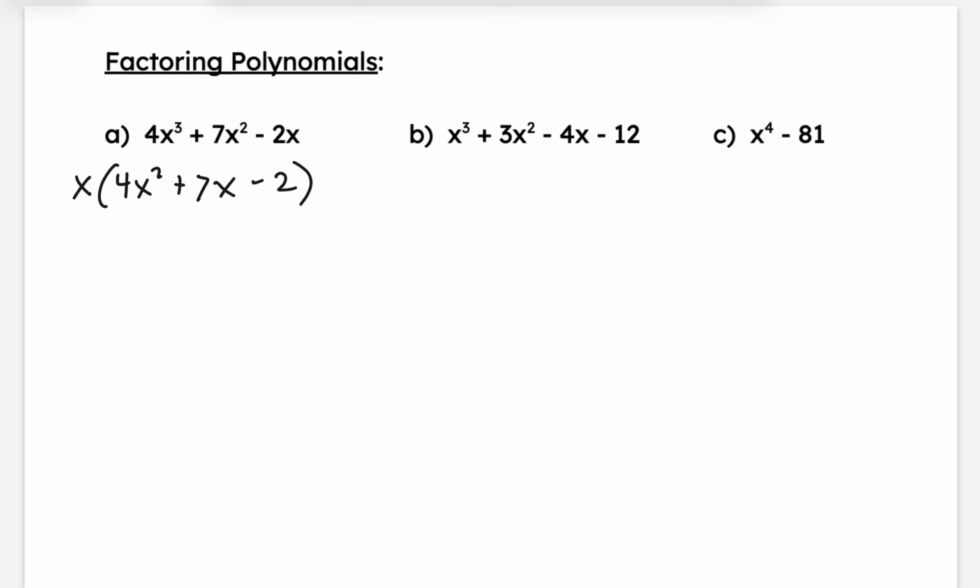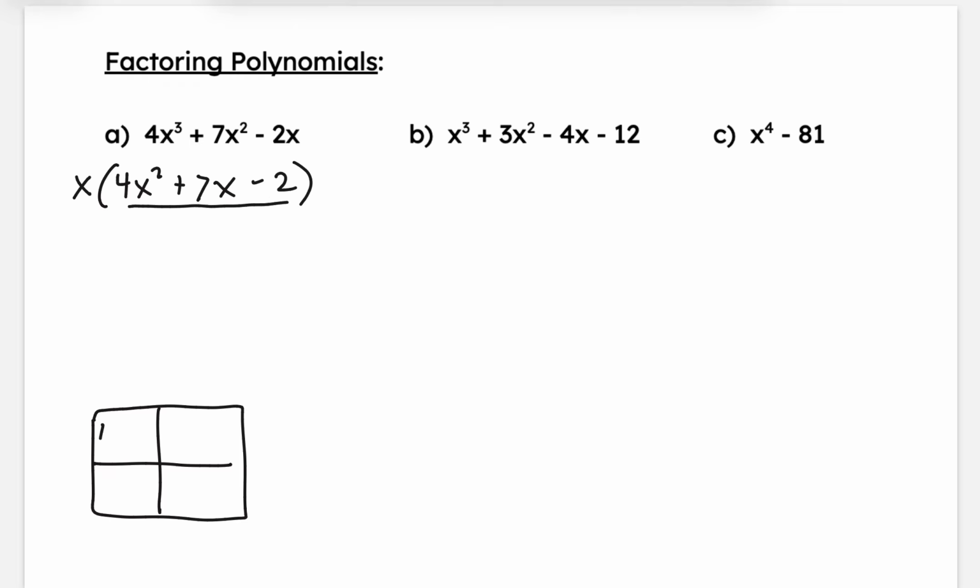This is where you can use factoring by grouping. You could use guess and check. You can use the area model. I'm going to show you the area model because it's a useful tool if you're not sure what to do. So if I take this quadratic that's inside, I'm going to put the 4x squared in the first box, and I'm going to put the negative 2 in the diagonal box from it. Then I'm going to multiply those two together, and I get negative 8x squared.